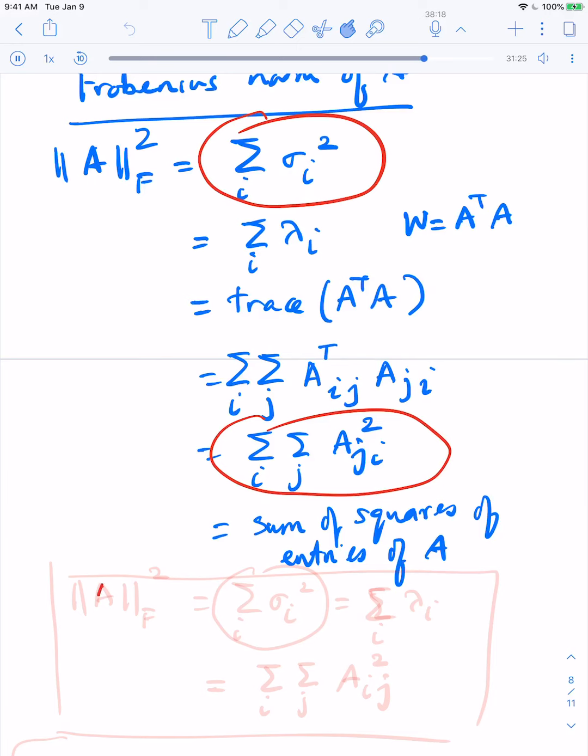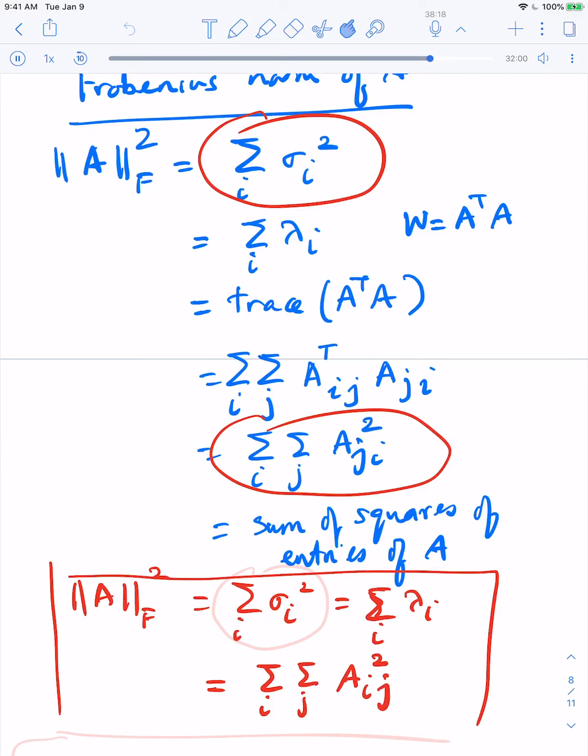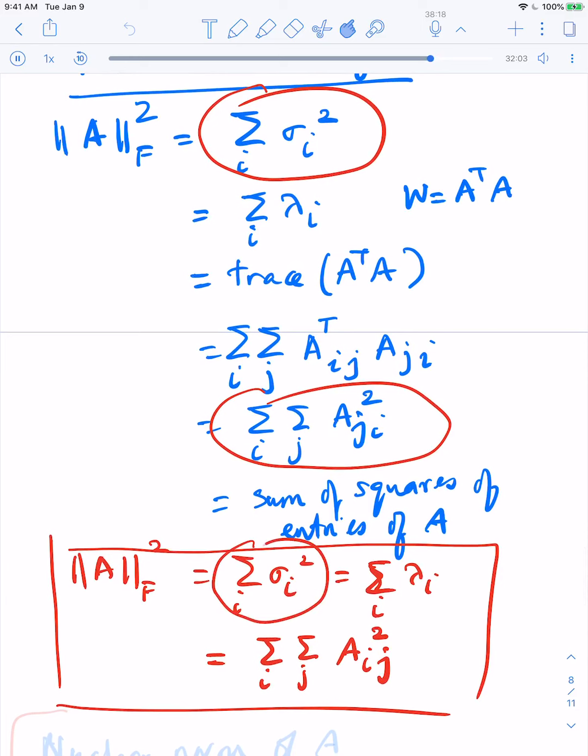Let me summarize this, since I've made a mess here. This is equal to the summation over i of sigma i squared. There are only r of those terms that are non-zero. And then the summation over i of lambda i, for the W matrix. W is often called, in a specific context, a Wishart matrix, but I don't want to dwell on that. And of course, it is the sum over i, sum over j of all of the entries of the matrix squared. So that's the Frobenius norm, and this is really the part that I wanted to emphasize as the analogy.